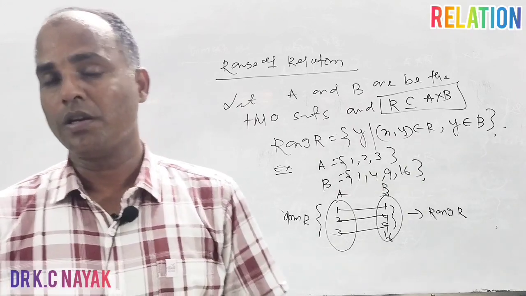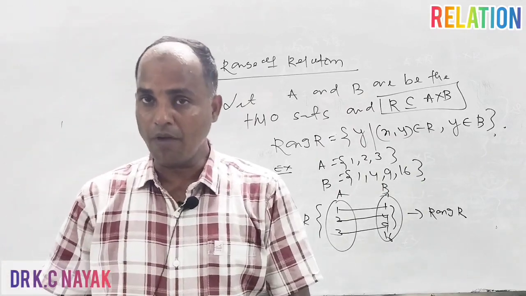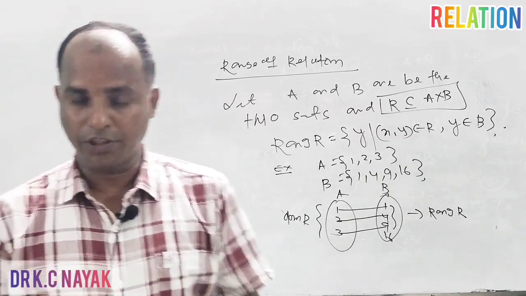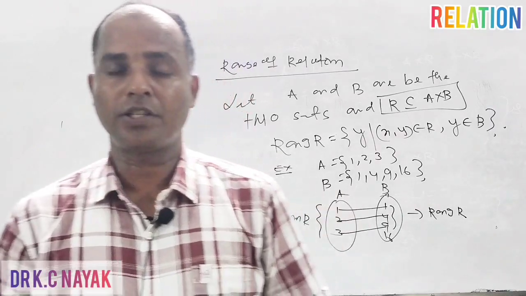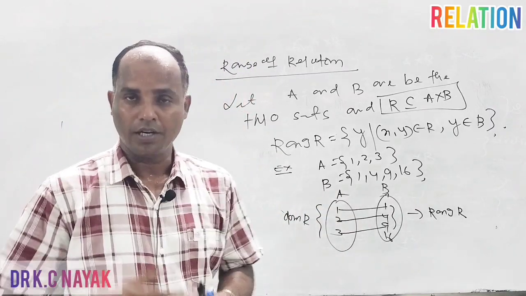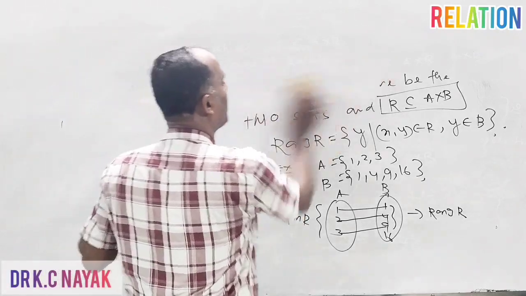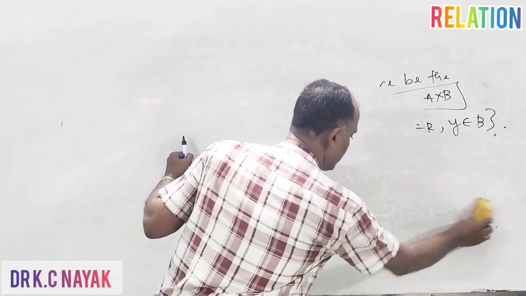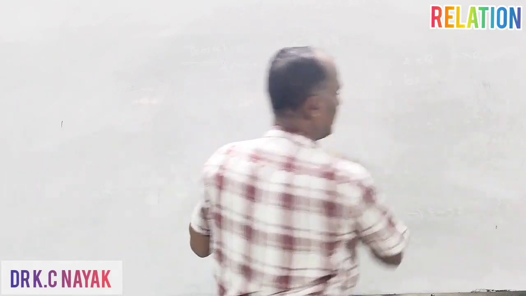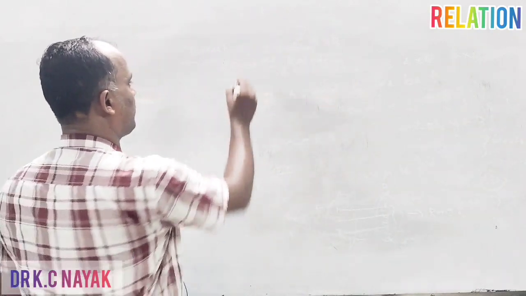Okay, so I covered how a relation is developed. Again, what is the definition of a relation? What is the domain of a relation? What is the range of a relation? Now we also cover the inverse of a relation. Just see what the inverse of a relation is.